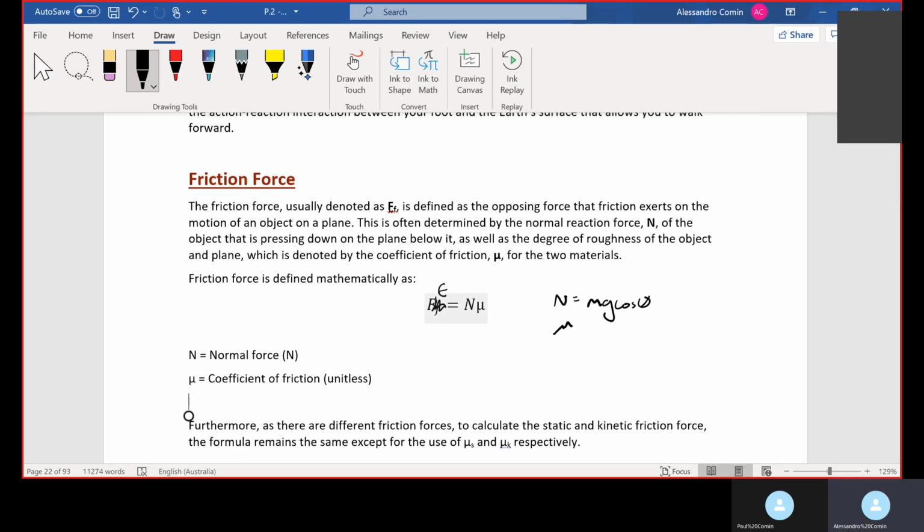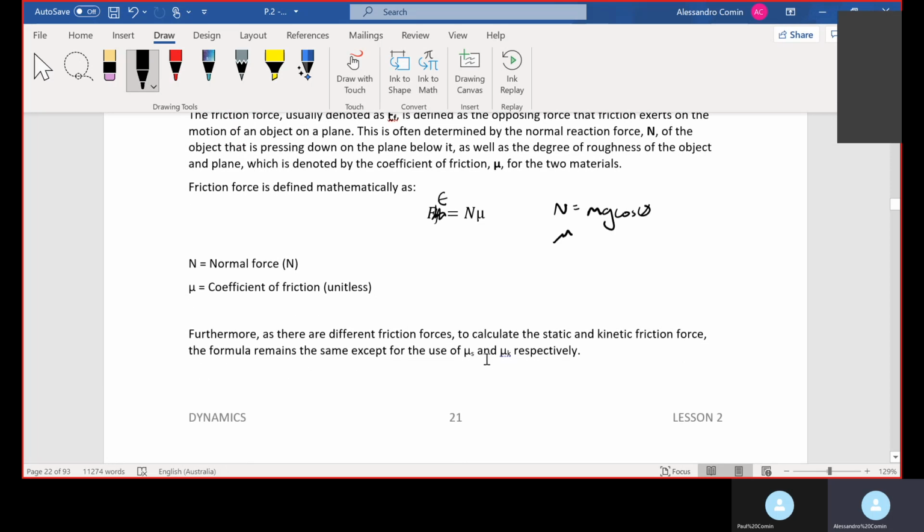But mu is the coefficient of friction. And all the coefficient of friction is, is a measure of the degree of roughness between the object and plane. And because there's two types of friction, I can have Fs and Fk, static friction and kinetic friction, and these are going to be equal to mu s n and mu k n, where mu s and mu k would have their own respective value.